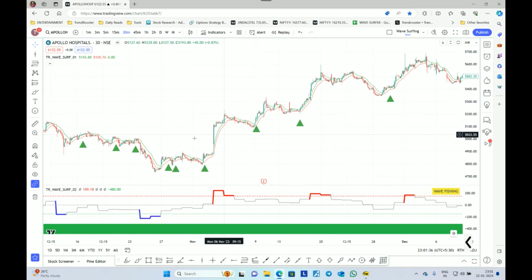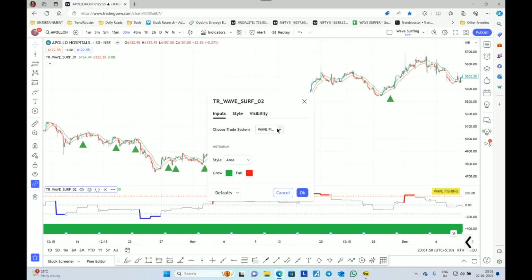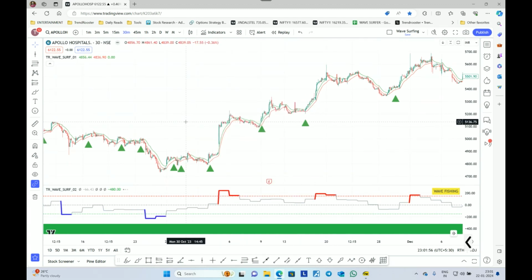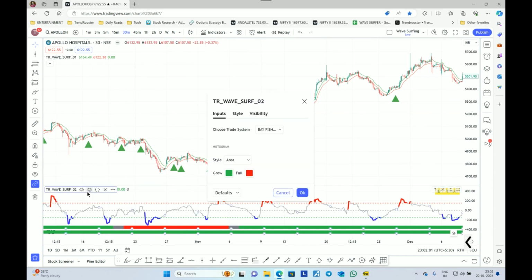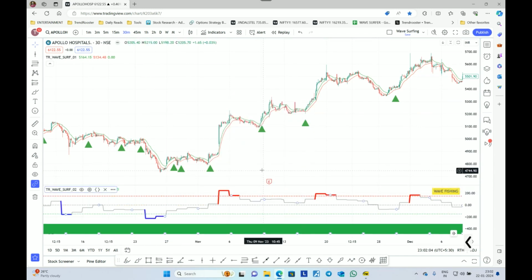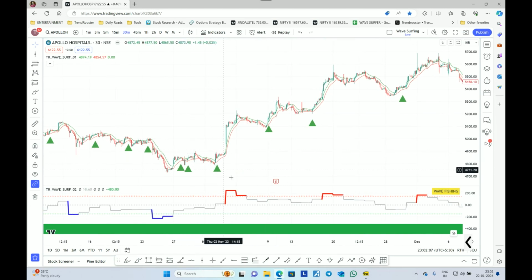A3 entries, after that, all the triangles are considered A3 entries. An A4 entry validates the pullback. So what we have to do is, we are in a wave system, then go back to bay fishing. Before that I wanted to mark the entry, so I'll put a vertical line. The entry is somewhere here. This vertical line is where our A1 setup started in wave fishing.